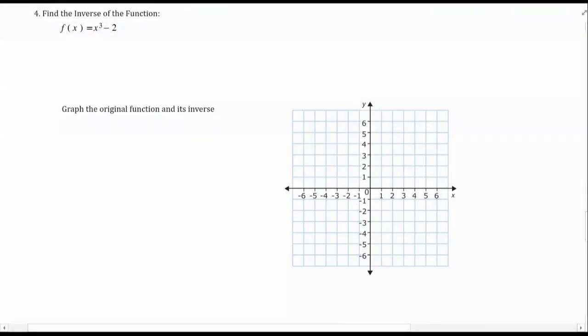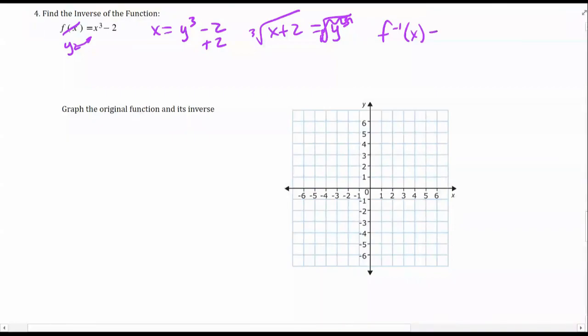Here we're asked to find the inverse of this function first. So switch this to y, switch x and y, and then solve for y. So I add 2 to both sides. I got x plus 2 equals y cubed. Then I take the cube root of both sides, which gives me my inverse. So the inverse of f of x equals the cube root of x plus 2.